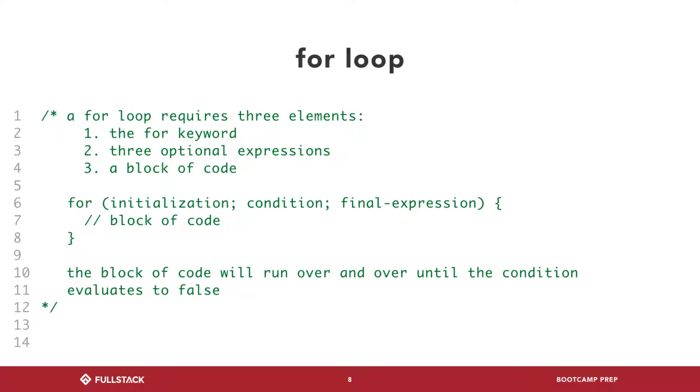What happens then is, rather than going to the final expression right away, if the condition is true, we execute the block of code next. We run all the code that needs to be run, and after it finishes, we do our final expression, which typically updates the condition. Then the condition checks again to see if it's true. If it's true, it runs the block of code and does the final expression. This mini loop runs over and over until the condition becomes false.